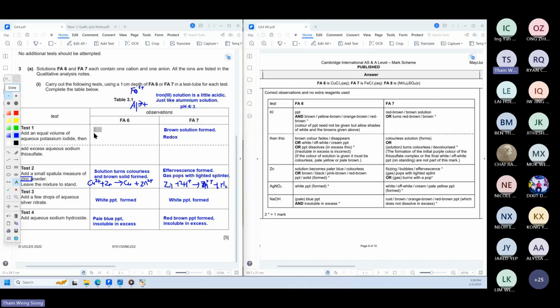This one, a brown solution forms. This one, a brown precipitate forms. I hope you guys got that. And then this one, the precipitate turns white. This one, the brown precipitate turns white. This one, a colorless solution forms.